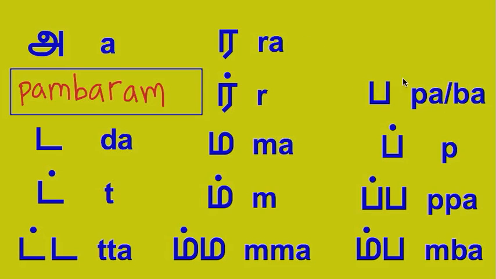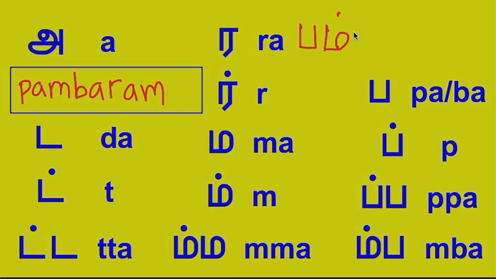So pa, that fits because we know that if this letter comes at the beginning of a word, it gives the pa sound, and that's exactly what we heard. Next, ba. And then, so we have the pamba, and then we just need to add ra-im. So pambaram, a spinning top.